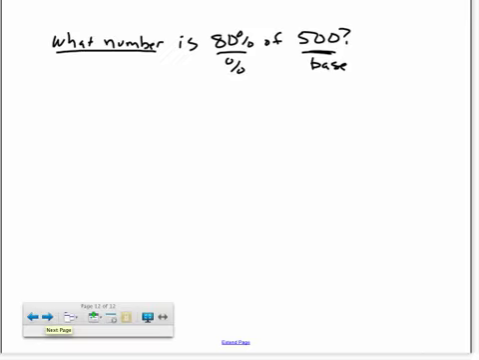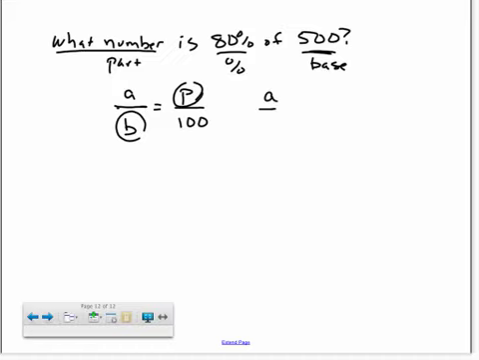And so what I'm looking for is the part. So once again, remember it is part over base equals, I shouldn't call that P because we call that A. It is part over base equals percent over 100. And we know the percent and we know the base. And so let's fill those in. So my unknown is A, my base was the 500, the percent was 80 over 100.